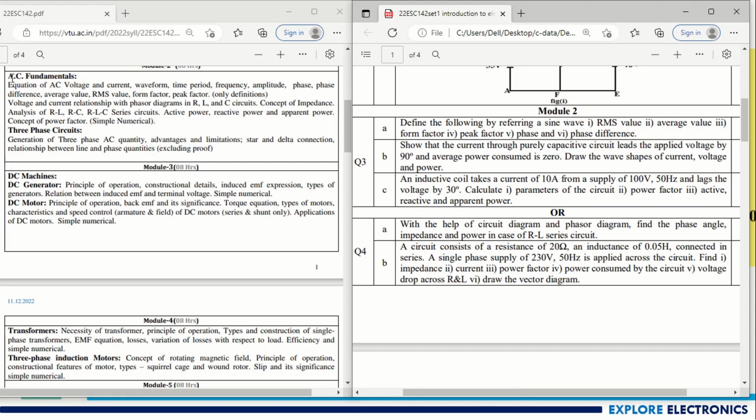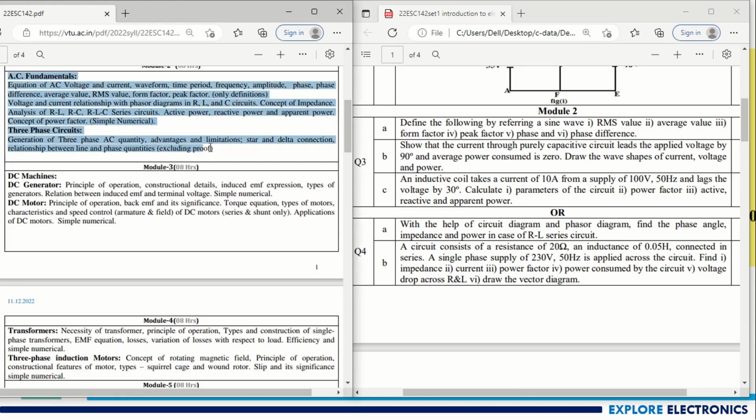Module 2 is about AC fundamentals, that is AC circuits, single phase and 3 phase. You can see here in the single phase and 3 phase, the first question is on the different parameters of a sine wave: RMS value, average value, form factor, peak factor, phase and phase difference, which we need to explain. And then show the current through the purely capacitive circuit.